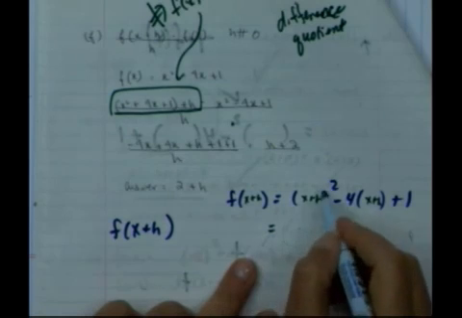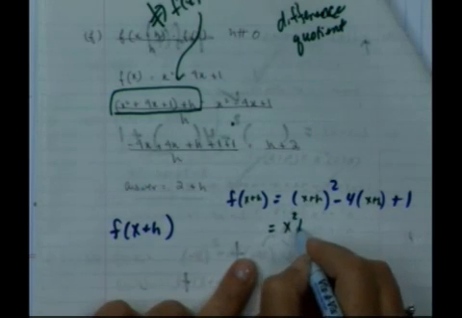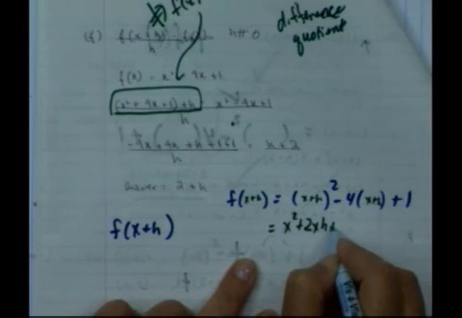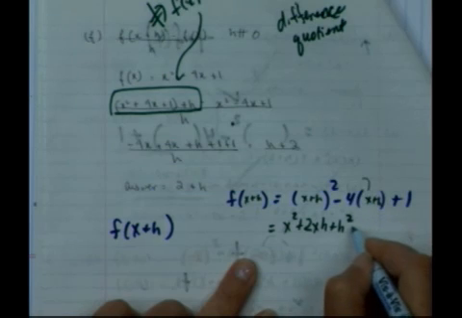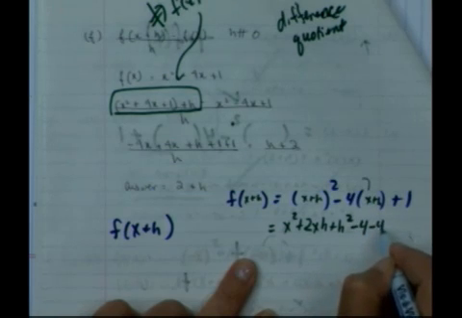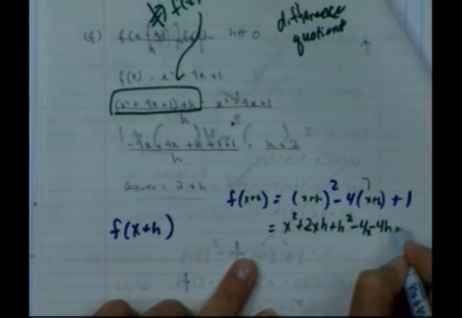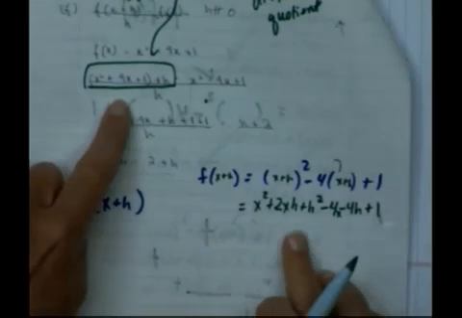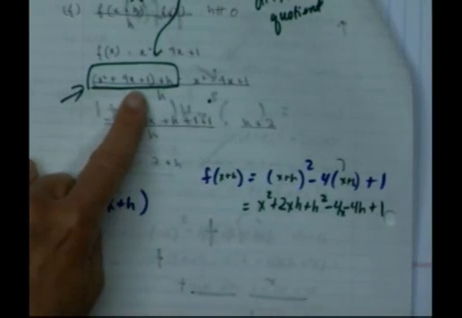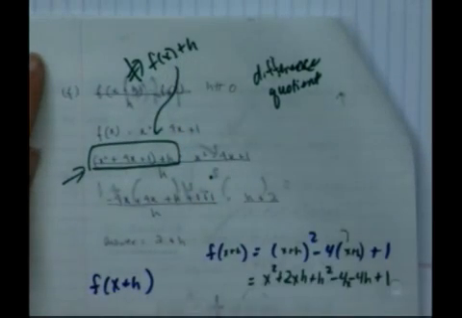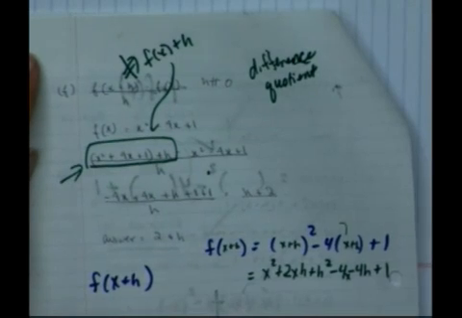So we want to be careful and square the x plus h. X squared plus 2xh plus h squared. And then negative 4 times the x plus h is minus 4x minus 4h, and then plus 1. Is there a question on that? This is a mistake that happens a lot, and it's f of the quantity x plus h. It's not f of x and then a plus h. Do you see the difference? All right.